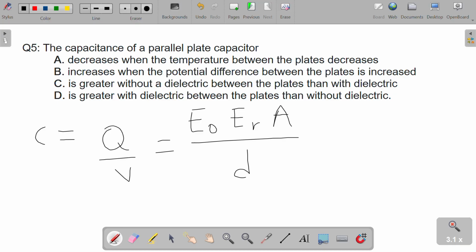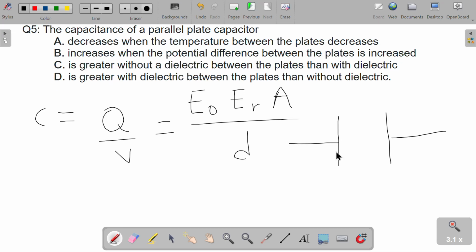So now let's say this is your capacitance. Now when the potential difference is increased, it doesn't have an effect because the charge will increase proportionally, because the capacitance of a specific capacitor is constant.